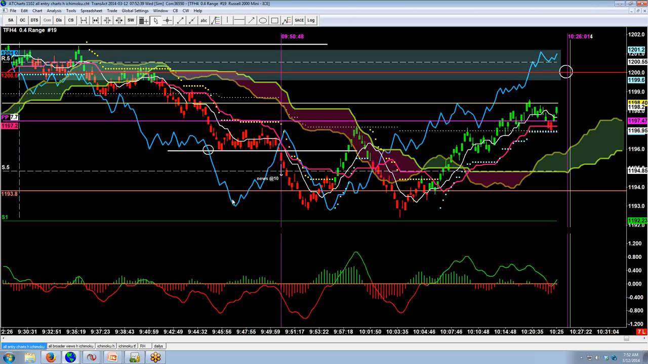This blue line here is the Chikou line, and this plots 26 periods behind price. So for example, where I have this vertical line here, this is the bar that was forming when the Chikou line was here.